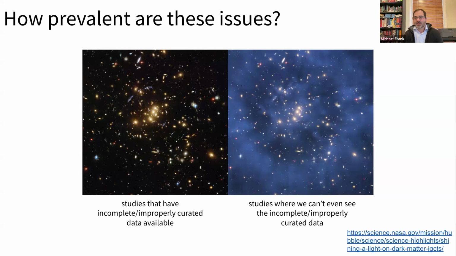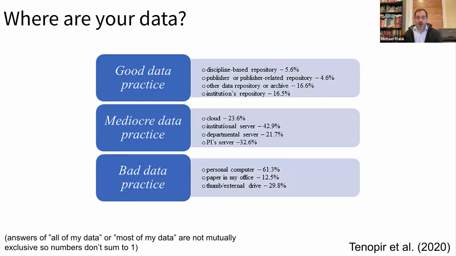And the issue is that there's a lot of dark matter here. We see a small number of studies that have incomplete or improperly curated data available, but there may be much more of this dark matter where we can't even see the incomplete or improperly curated data. We just don't know. And that's because we sometimes don't even know where the data are.